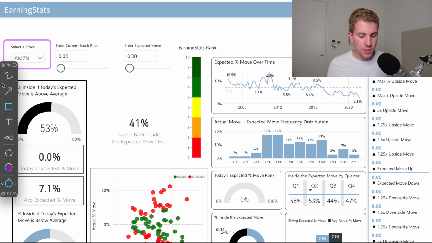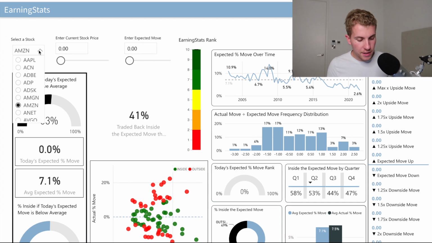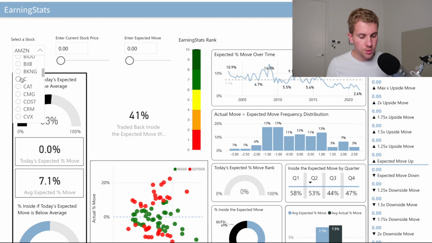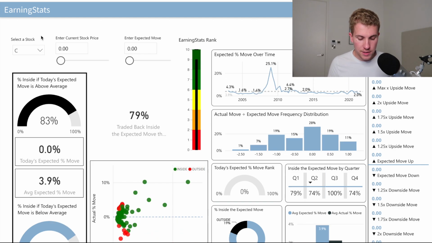Basically, it's going to help you know all of the different information about Amazon, and especially Amazon earnings. For example, if I decide to choose another stock, let's say I choose C, the stock ticker for Citibank, you can see that now I have different information. So you can switch from stock to stock to get different information. But what does all of this mean?